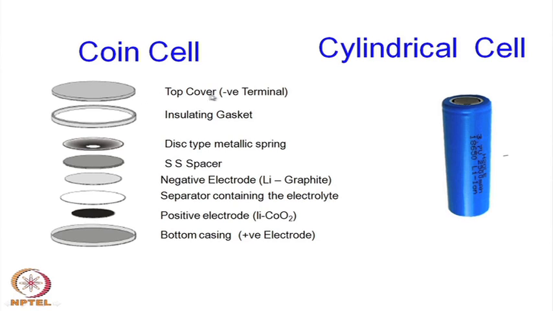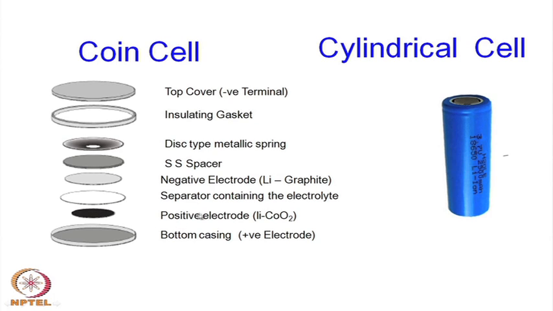This is the top cover, a top stainless steel cover, which acts as a negative terminal. You have an insulation ring, an insulation gasket, normally maybe a Teflon ring. And this is the top cover and this is the bottom casing. In between these two you have a large number of thin sheets or thin layers.